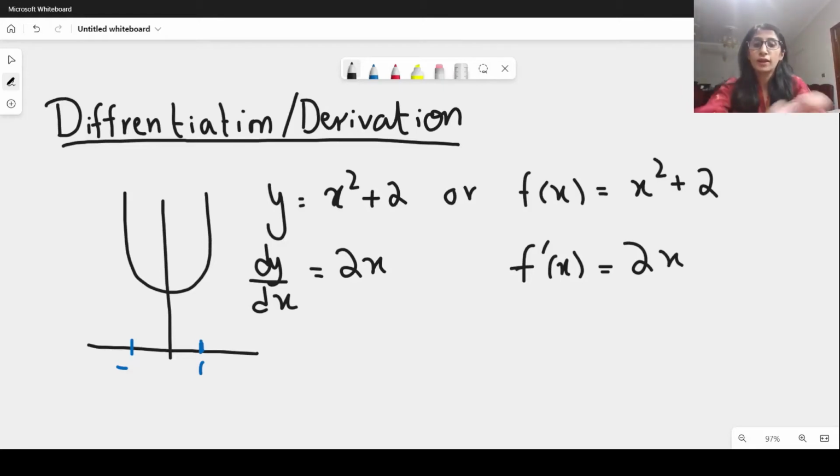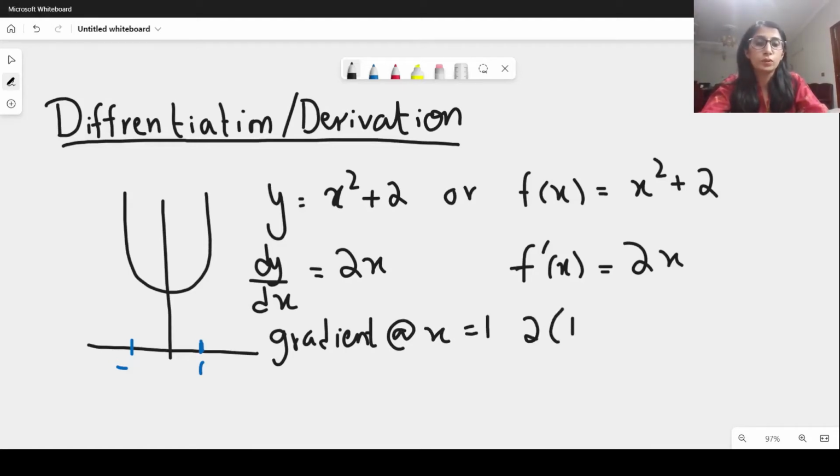And now to find the slope at x equals 1, or to find the gradient at x equals 1, all you'll need to do is multiply 2 with 1. Substitute 1 in place of x and you'll get 2. And the entire class will get the same answer, and this is the exact slope of this curve at the point x equals 1. If I need the slope at x equals minus 1, I'll get minus 2. If I need the slope at x equals 0.5, I'll get 1.